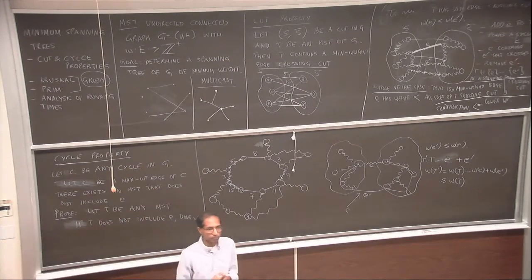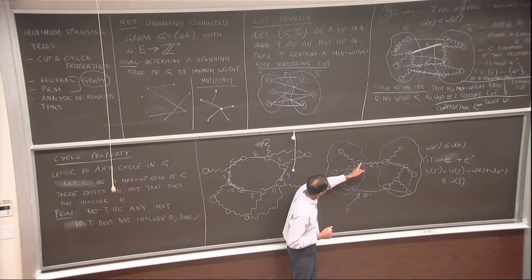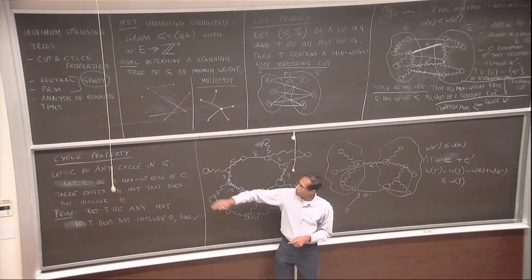Yes? Do we disregard the property that a tree has no cycles when you say MST, but there's actually a cycle on one of the cuts? No, we did not have a cycle. Where is the cycle? The cycle came about. The cycle C was in the graph.